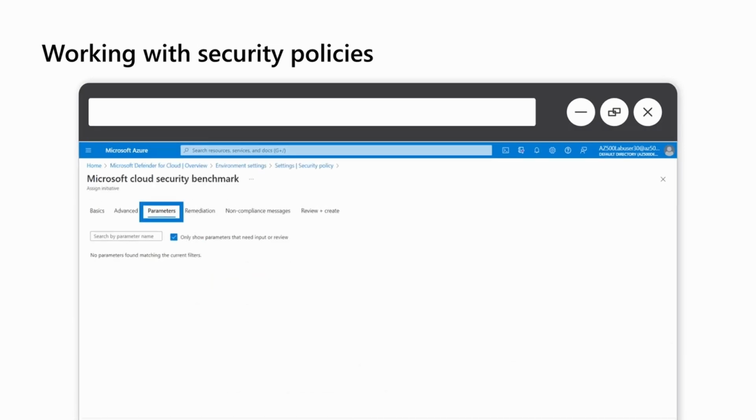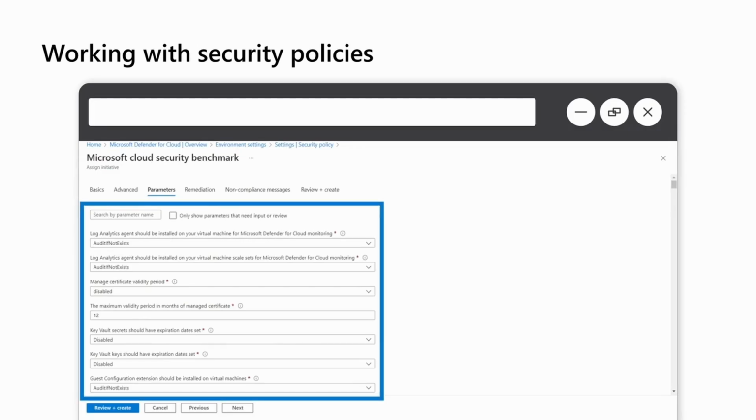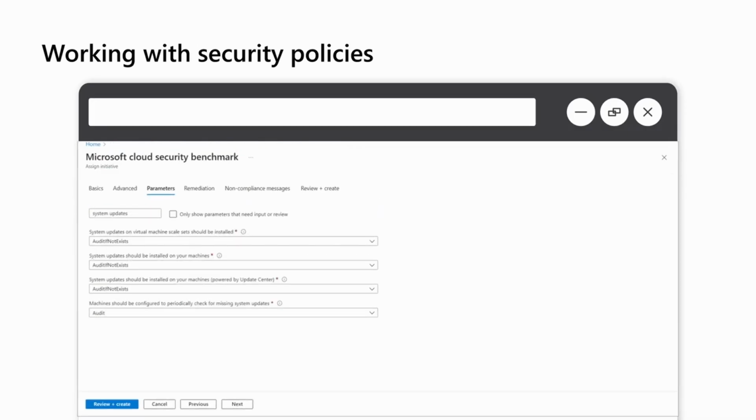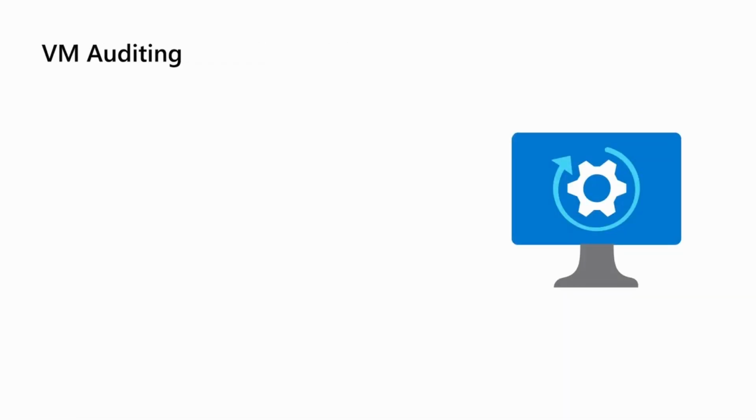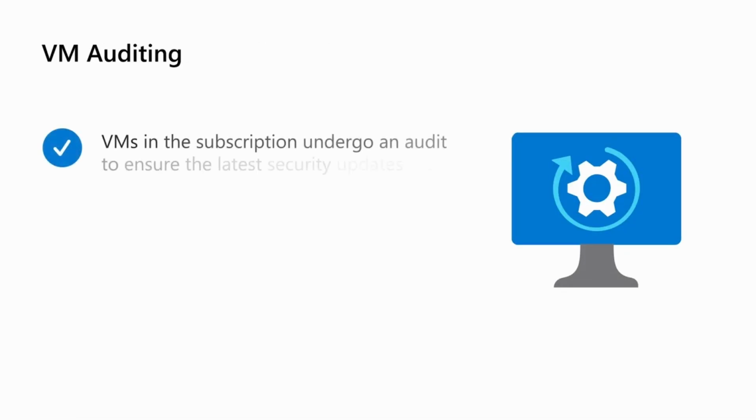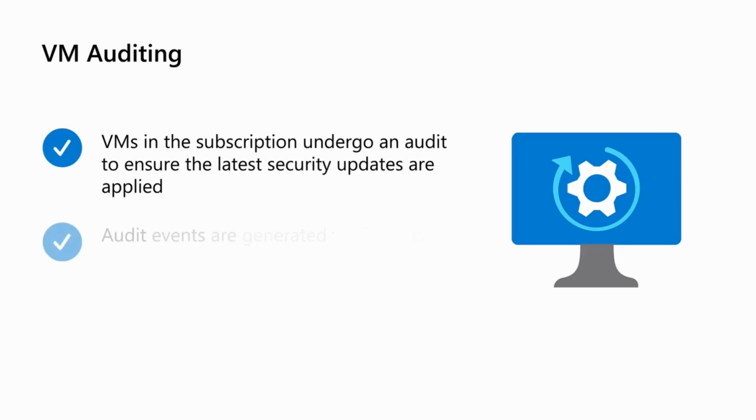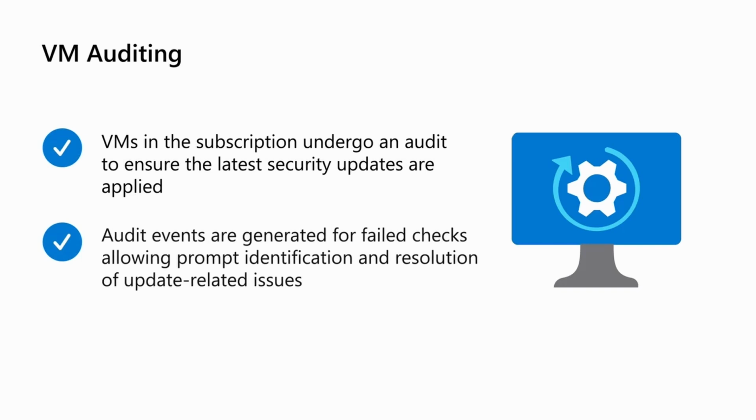Select the Parameters tab and you'll see a list of policy parameters with drop-down menus. You might need to uncheck the Only Show Parameters checkbox to see an unfiltered view. From the list of policy parameters, search for System Updates and then select System Updates should be installed on your machines. From the drop-down, select Audit if not exists. In this subscription, when Enhanced Security is turned off, every virtual machine, or VM, will go through an audit to ensure it has installed the latest security updates. If any VM fails this check, don't worry, it'll generate an audit event to let you know, so you can stay on top of any update-related issues and keep your VMs updated.